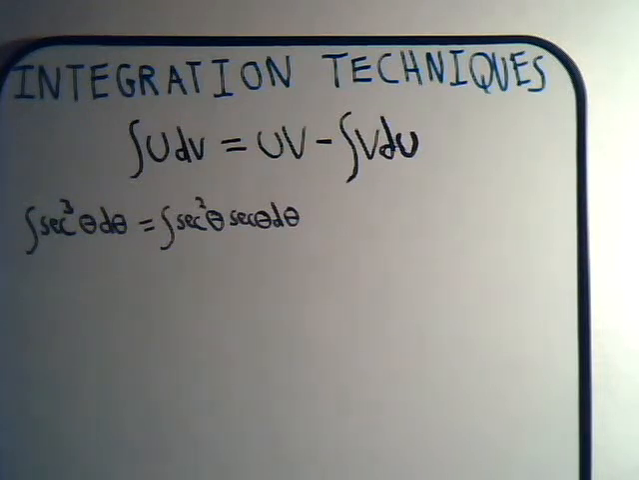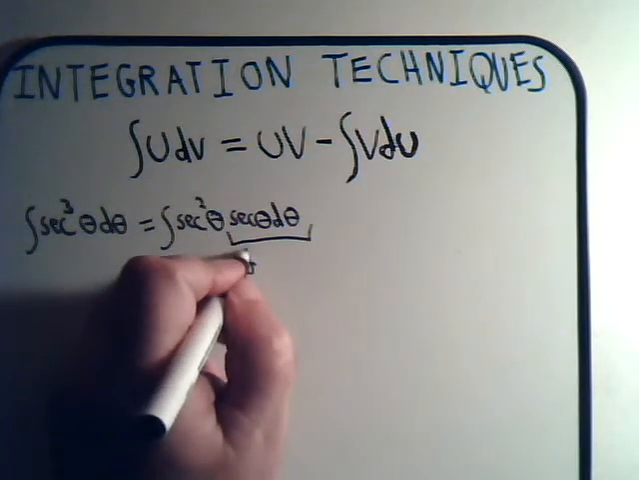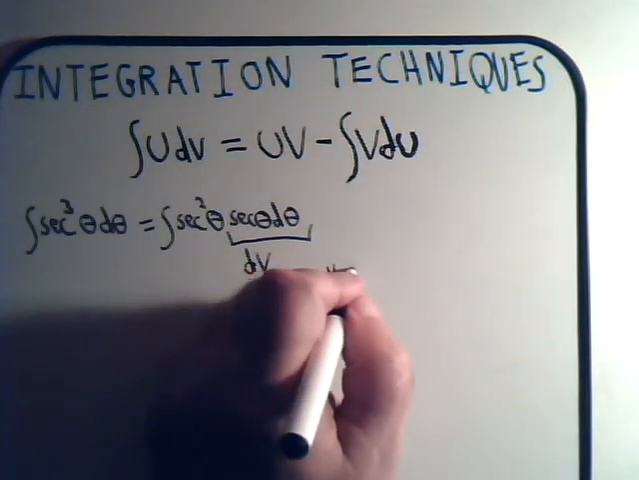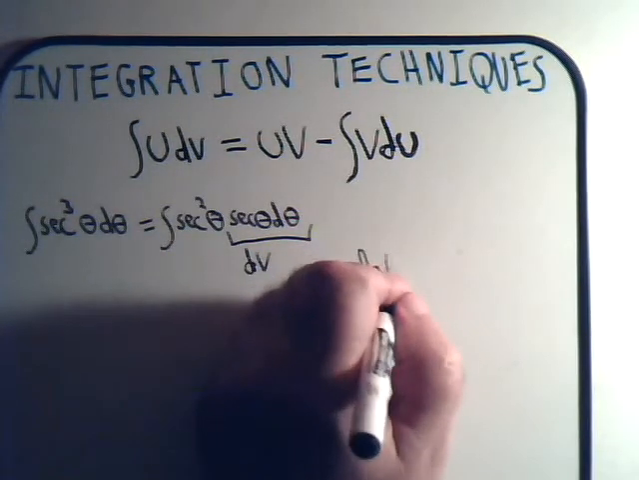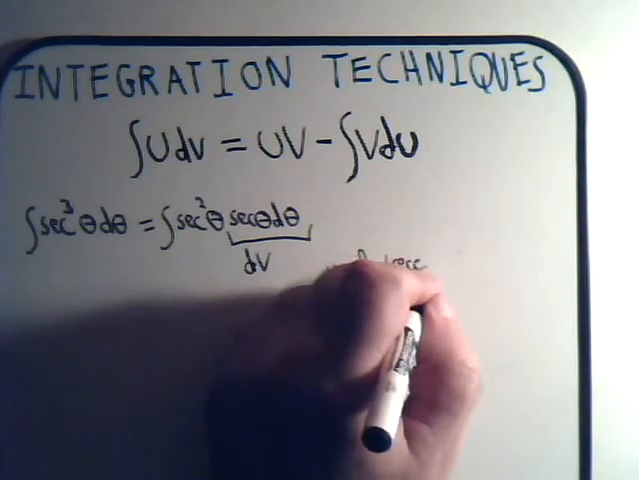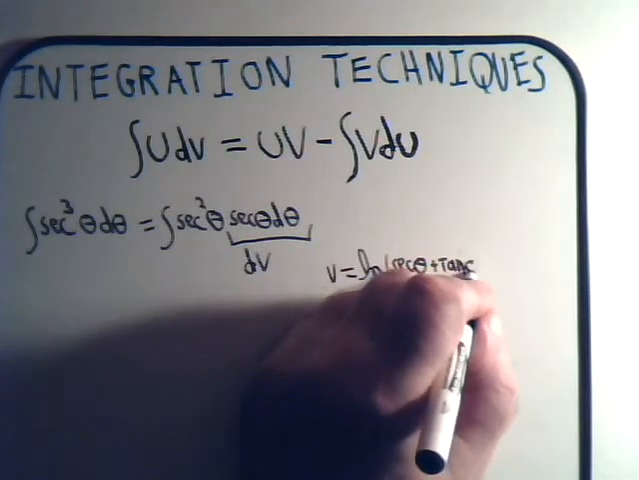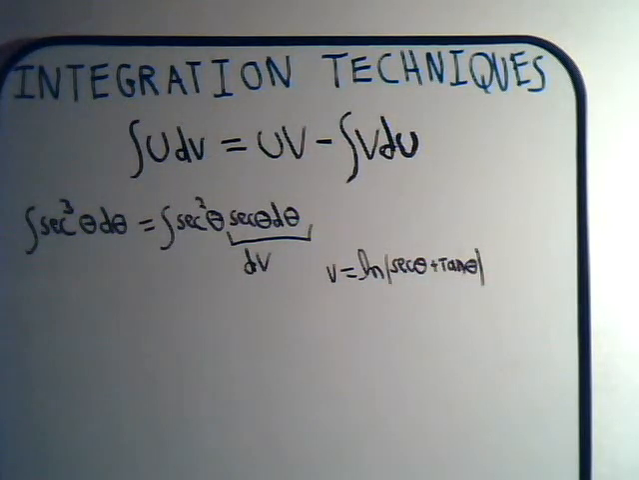So if we look at this and we say, well, what about this here? If we call this dv, we know what the integral of that is. V would be equal to the natural log of secant of theta plus the tangent of theta. And if I was doing this problem, I would stop right here, because we have to think one step ahead.